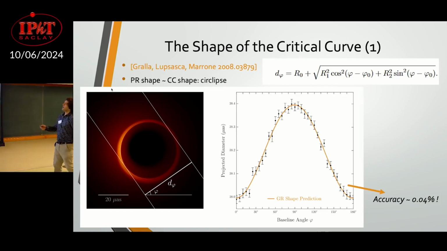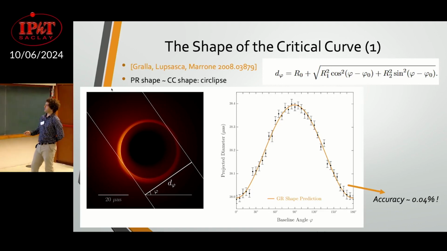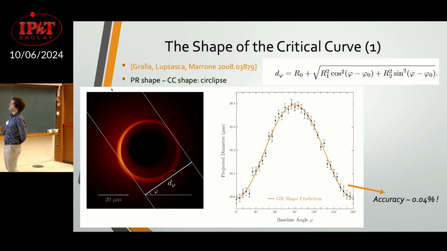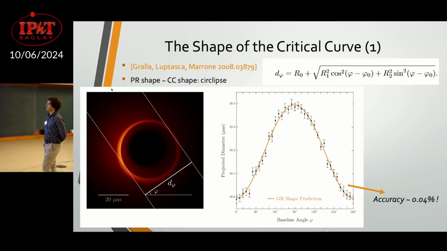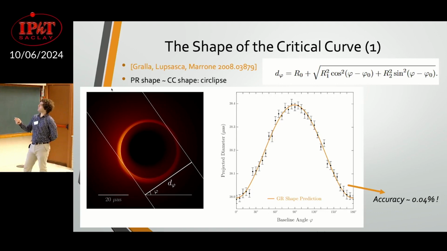And so what they showed is that this bump function is, to a very good approximation, basically predicted by GR to follow the shape of a circlipse. So what is a circlipse? It's this functional form here. Basically, if the square root wasn't there, it would just be that the diameter is a constant, right? So that's just a circle. A circle is a constant diameter no matter at which angle you measure it.